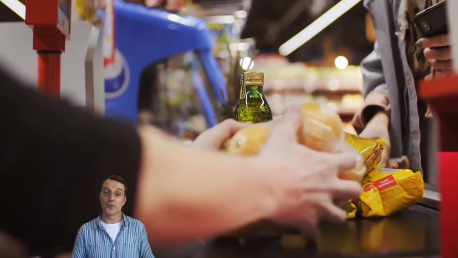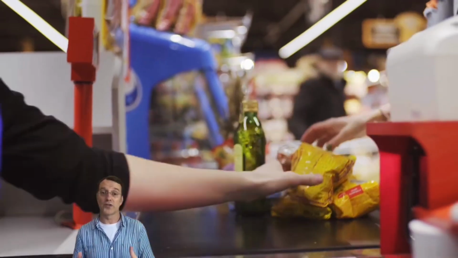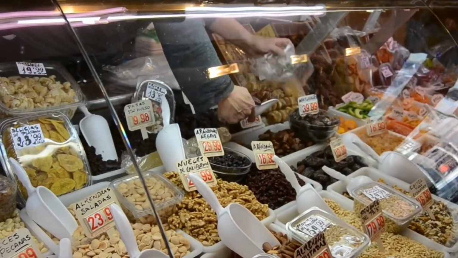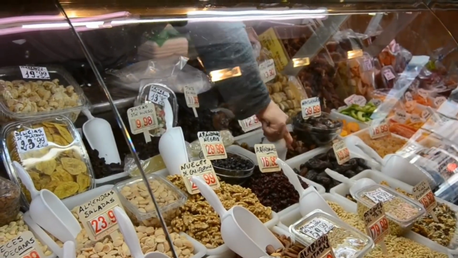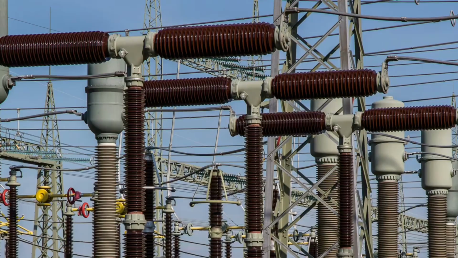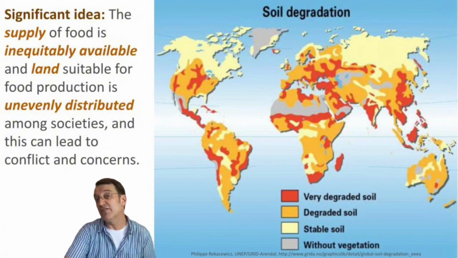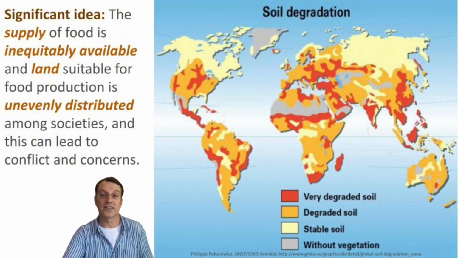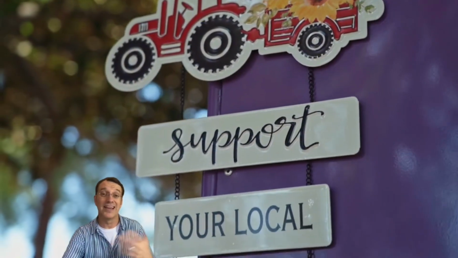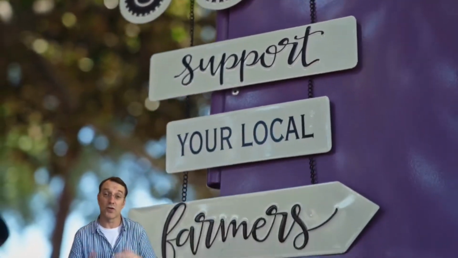In more developed countries, consumers have a wide array of choices in supermarkets. This abundance stems from differences in wealth, infrastructure like roads and electricity, and government policies. However, this uneven distribution can lead to conflicts, especially as suitable farmland isn't equitably distributed across the world.